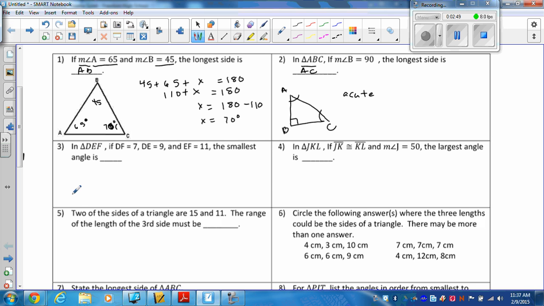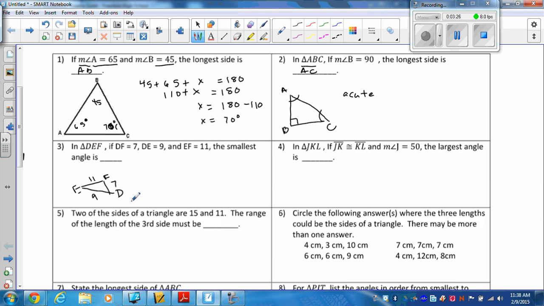So in number 3, again, I would draw a triangle, and so we have DEF. DF is 7, DE is 9, and EF is 11. So basically we have a triangle with 3 different sides, and since it says that DF is 7, I'm going to put the D and EF and E here, and now I'm going to put in my sides. DF is 7, DE is 9, and EF is 11.